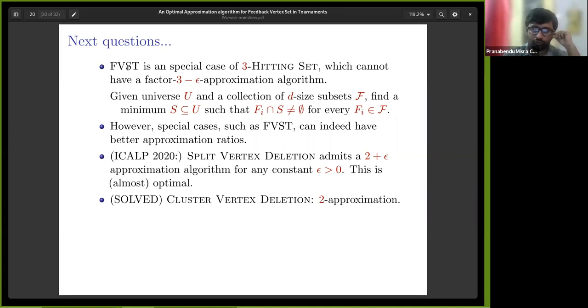What we know is that for general 3-hitting set, you cannot get a better than factor 3 approximation algorithm. However, for special cases like feedback vertex set in tournaments, we indeed have 2 approximation algorithms. So we also looked into what other special cases of 3-hitting set have a 2 approximation or something close to 2 approximation algorithm. We considered split vertex deletion, and we showed that it has a 2 plus epsilon approximation algorithm, which was improving upon a 2.5 approximation or something before.